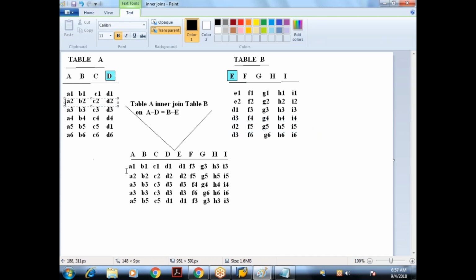So it will pick up the corresponding rows from the left hand side table and the right hand side table. So here it is A2, B2, C2, D2. And what is the matching row? D2, F5, G5, H5 and I5. It will pick up that particular row.